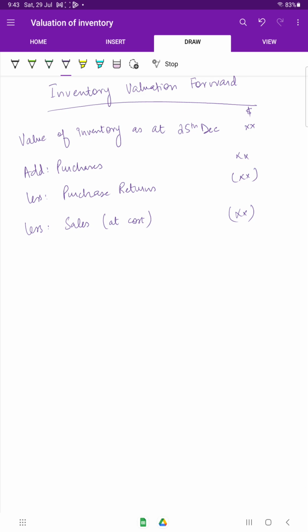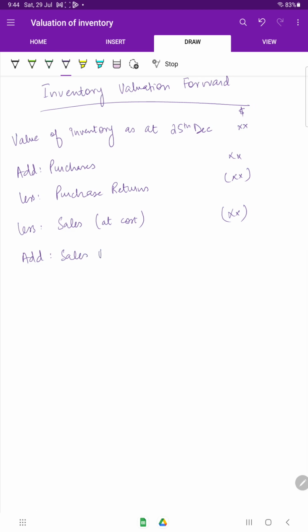Since we are doing the inventory valuation forward, we will add up our purchases. Why? Because if we do any of the purchase of inventory from 25th to 31st December, that will pile up in our inventory, so we'll add our purchases. And if we are selling any inventory during this time frame, so that inventory will be leaving us, so hence we'll subtract the sales of that inventory at cost. Same will be the opposite treatment for sales return. Like, you add purchases, you add sales return, and you subtract sales and you subtract purchase returns in inventory valuation forward.